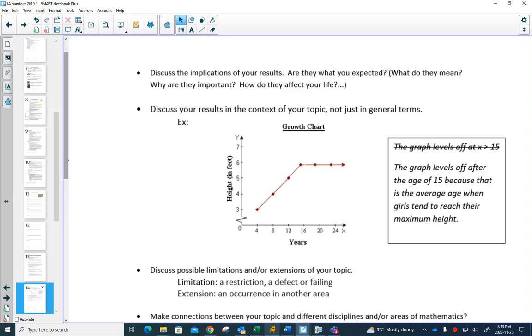Here's a growth chart. Right? Instead of just saying the graph levels off at x greater than 15, the graph levels off after the age of 16, because that's when people tend to stop growing.